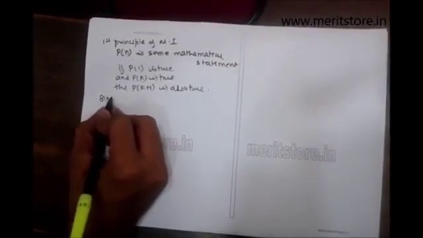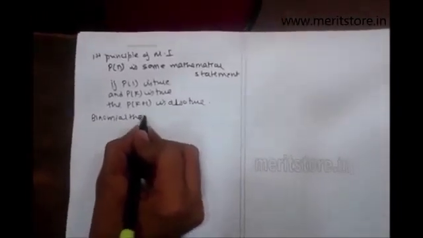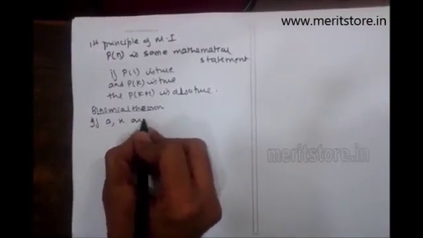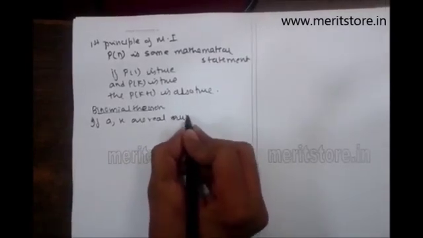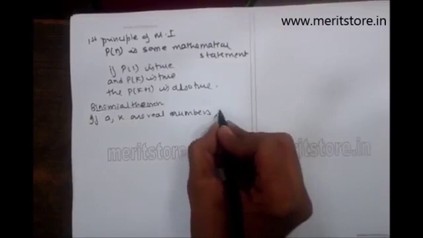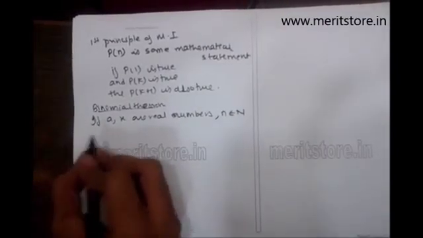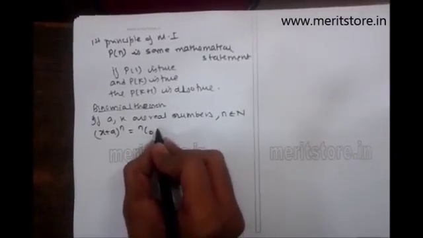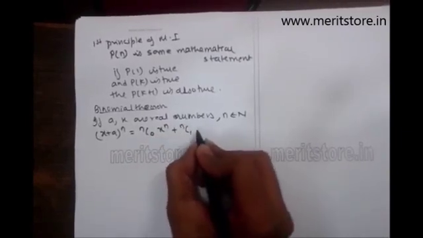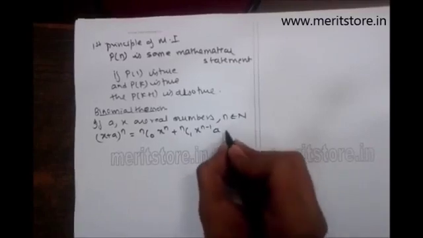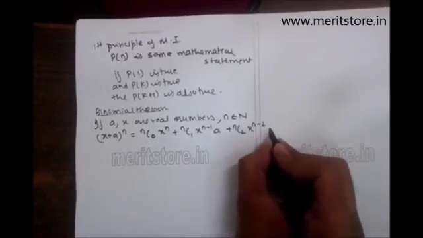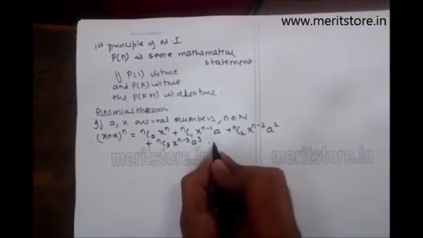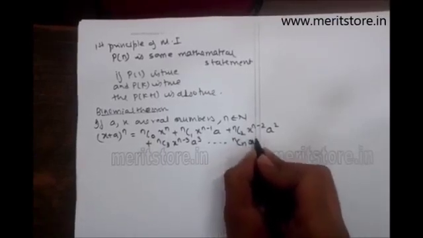The next thing is binomial theorem. Now under binomial, if a and x are real numbers and n belongs to natural numbers, then I can say x plus a the whole raised to n can be expanded as nc0 x raised to n plus nc1 x raised to n minus 1 a plus nc2 x raised to n minus 2 a square plus nc3 x raised to n minus 3 a cube. This will go on till ncn a raised to n.